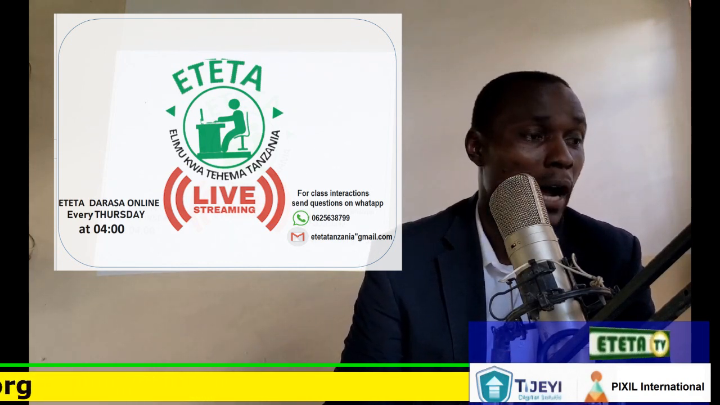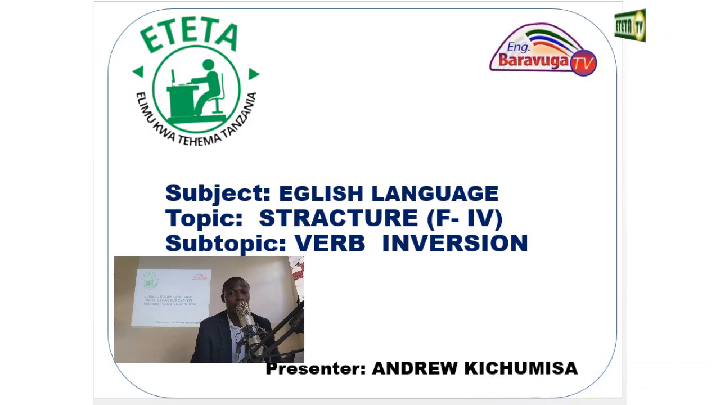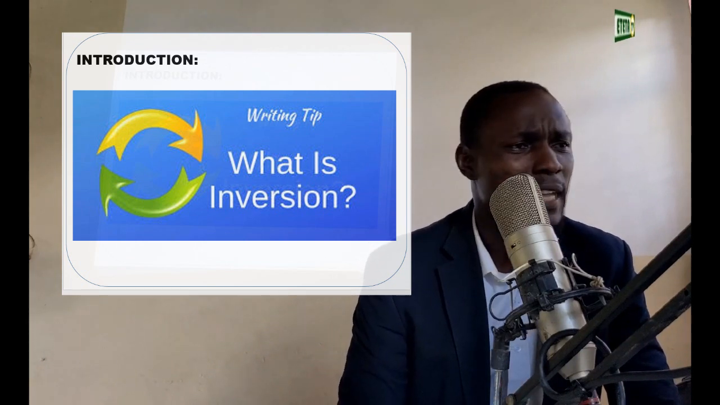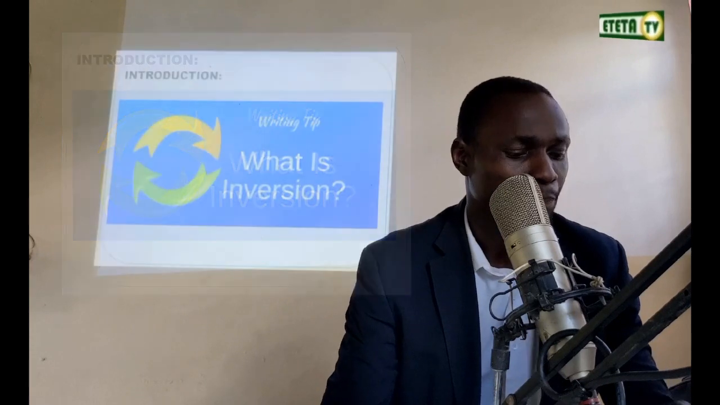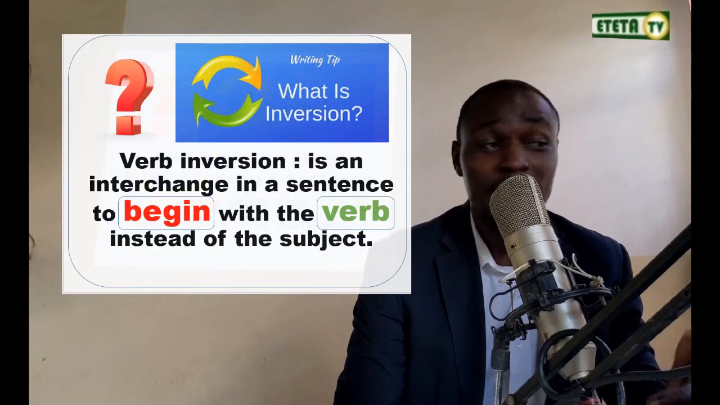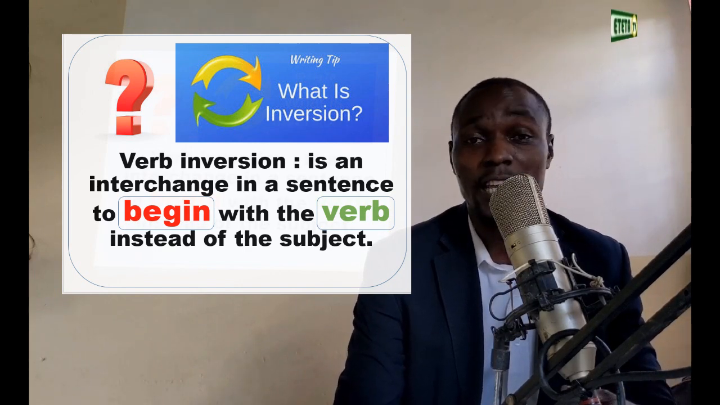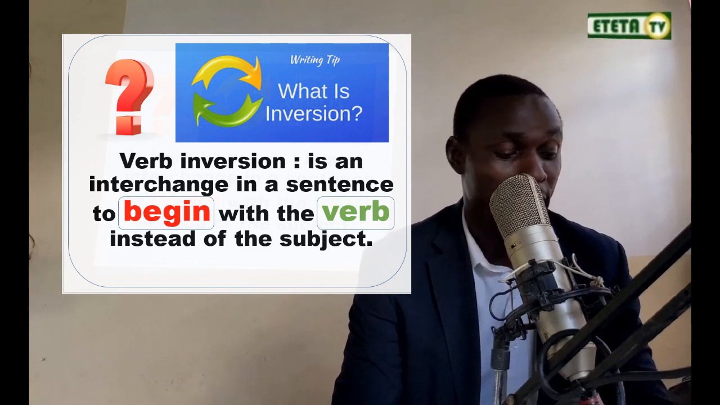So today we are going to learn about a Form 4 topic in structure, and the subtopic is verb inversion. When we talk about verb inversion, what do you understand by this terminology? Verb inversion simply is the interchange in the sentence order. It is the interchange in a sentence to begin with a verb instead of the subject.